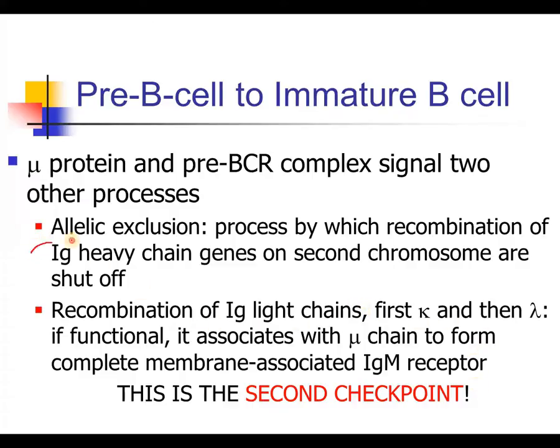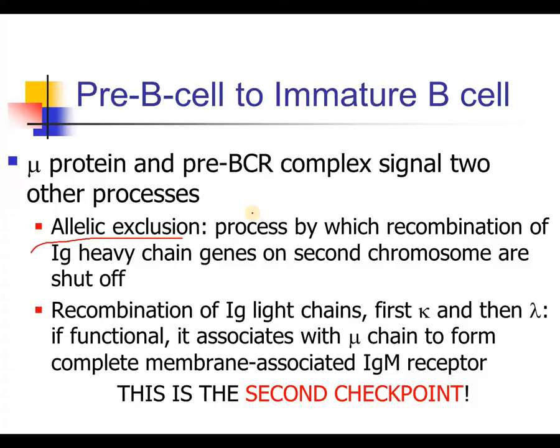The first is allelic exclusion. This is a process by which recombination of Ig heavy chain gene segments on the second chromosome from the other parent is going to be shut off. So you only get one allele expressed in each developing B cell.